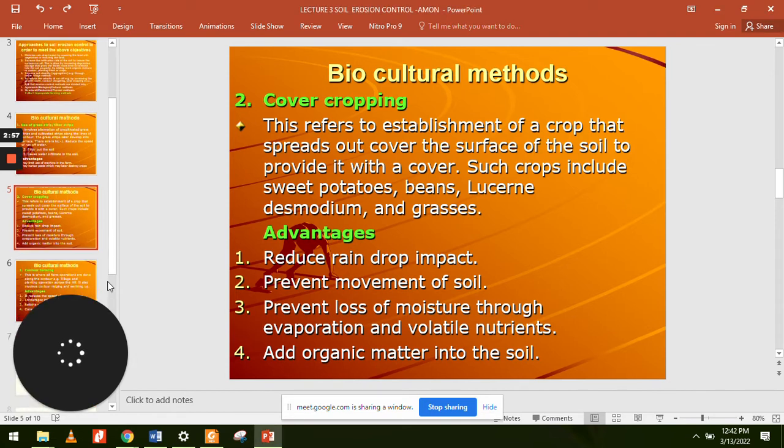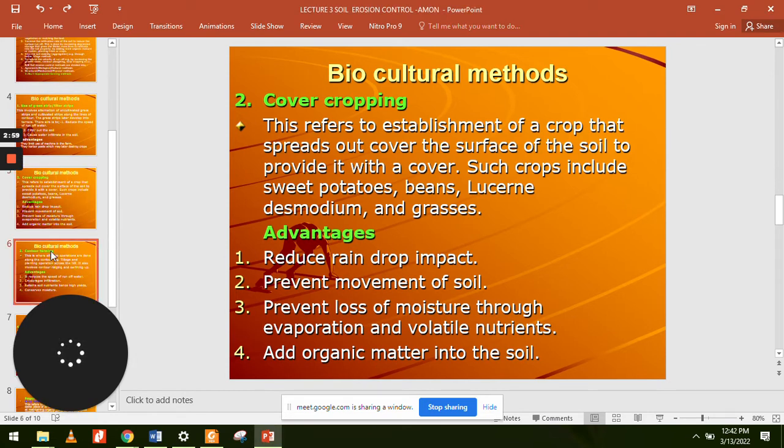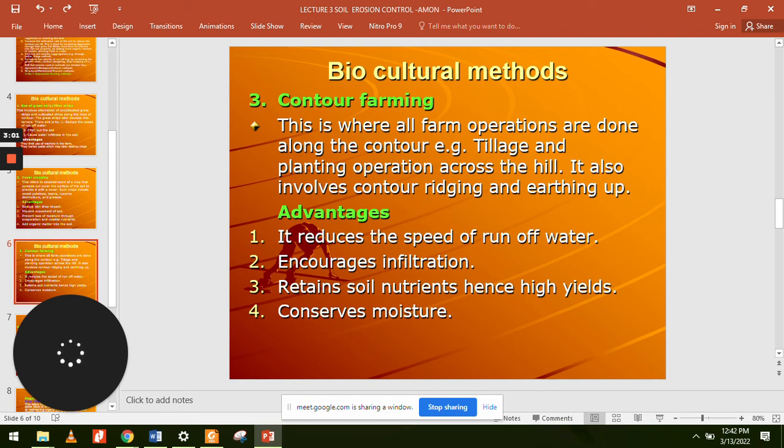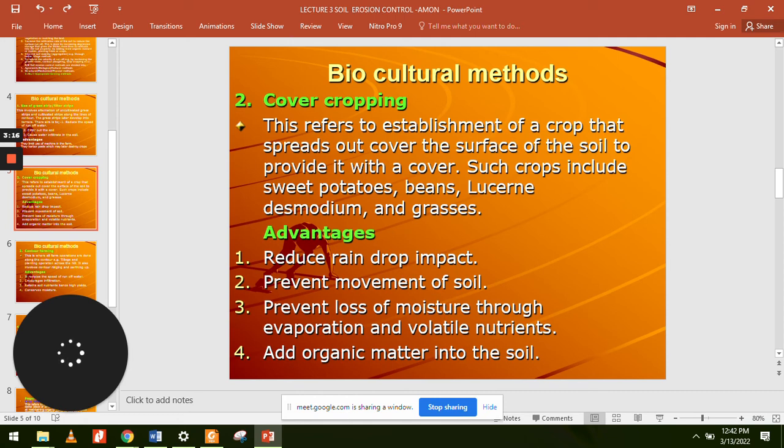So we're going to look at the next, which is contour farming. This is where all farm operations are done along the contour. Tillage and planting operations are done across the hill, and not along the hill. Advantages: it reduces raindrop impact, prevents movement of the soil, prevents loss of moisture through evaporation and volatile nutrients, adds organic matter in the soil.